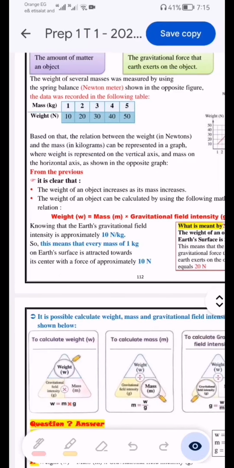knowing that the Earth's gravitational field intensity equals 10 Newton per kilogram, that means what? Every mass of 1 kilogram is affected by a force equal to 10 Newton. Each kilogram is affected by 10 Newton. So, for example, if an object has 30 kilogram, okay, so its weight will be what? M by G, mass by G, gravitational field intensity. We said mass equals 30 and G equals 10, so it will be 30 by 10 equals 300 Newton.